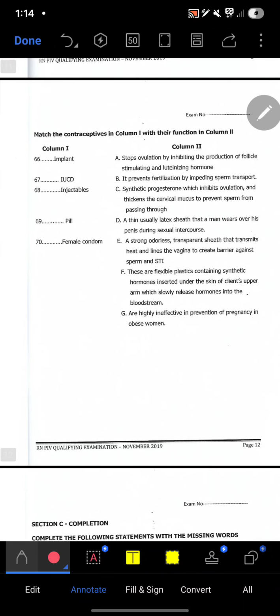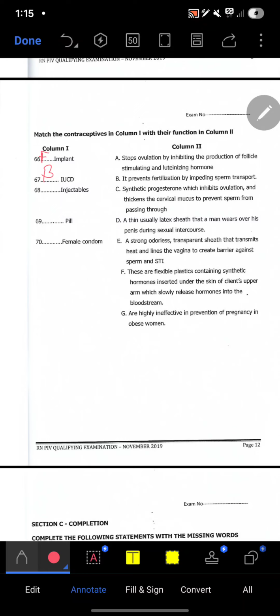We go to the last set of matchings. It says match the contraceptives in column 1 with their function in column 2. And 66, we start with implants. The correct answer here is F, which is flexible plastic containing synthetic hormones inserted under the skin of the upper arm, which slowly releases hormones into the bloodstream. 67, IUD. The correct answer is B. It prevents fertilization by impeding sperm transport. 68, this one says injectables.